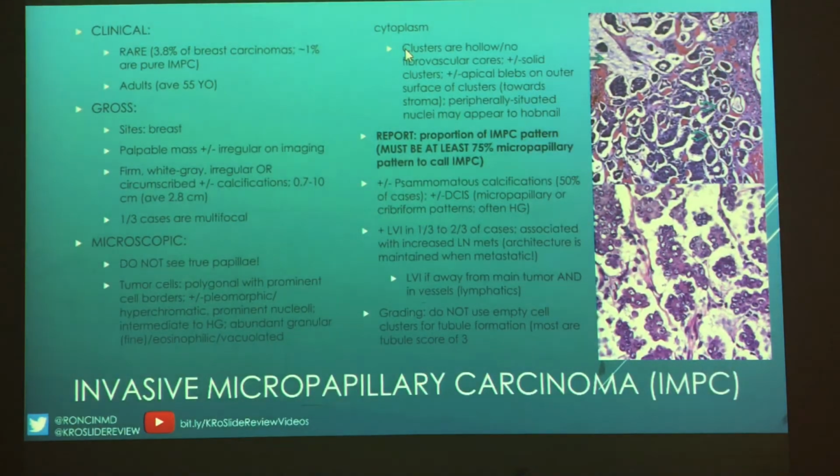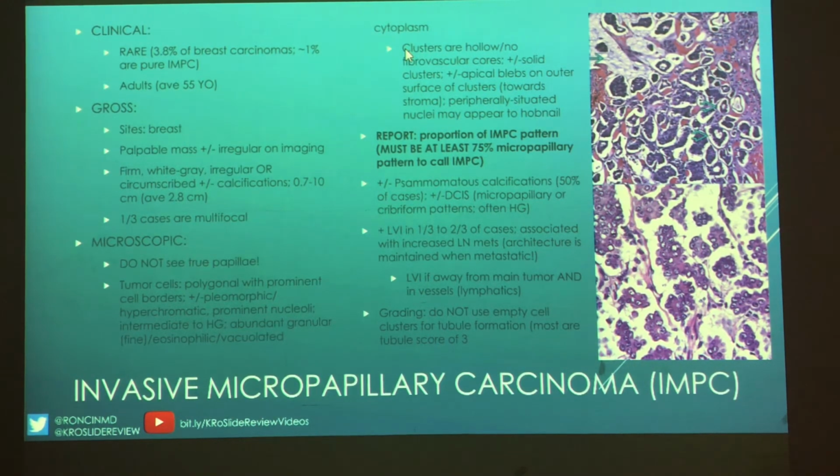So again, rare. When it says 3.8% of breast carcinomas, that's saying as a component. So only about 1% are pure invasive micropapillary carcinomas. And these affect adults of all ages, but on average they're going to be 55 years old. So unlike a lot of the other tumors where we could say most of these affect postmenopausal or perimenopausal women, you could have a 20-year-old walk in one day and an 80-year-old the next, and both have this.